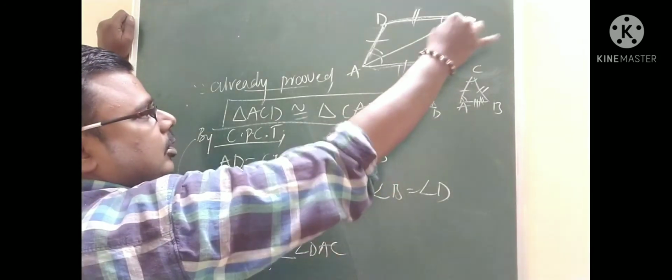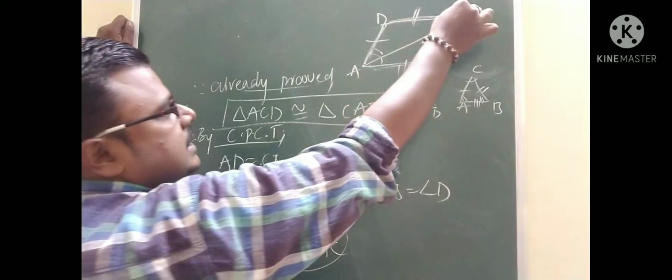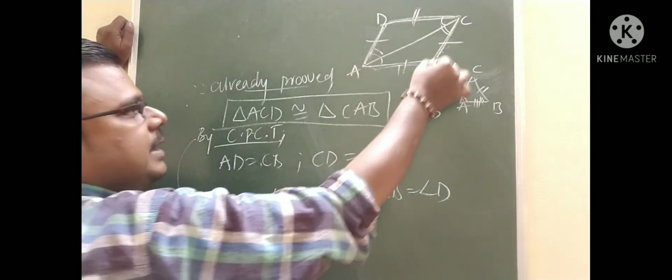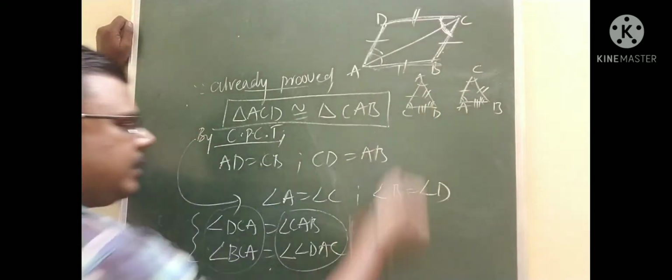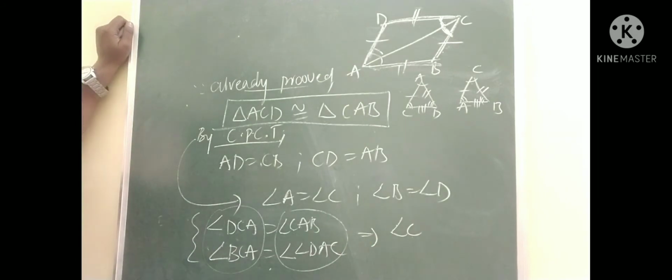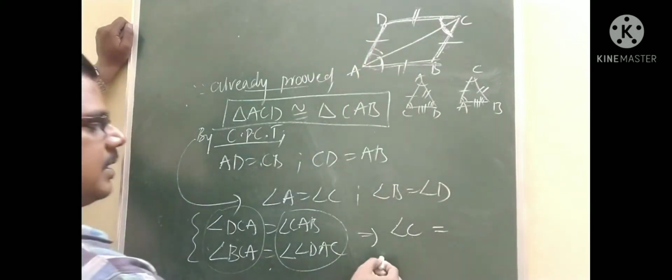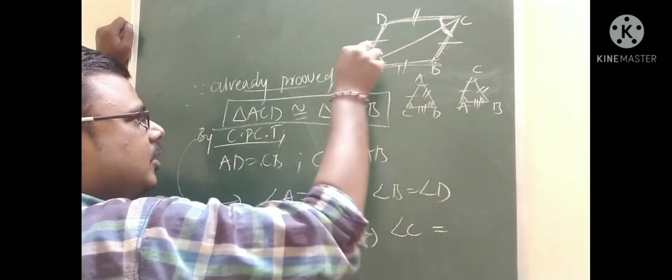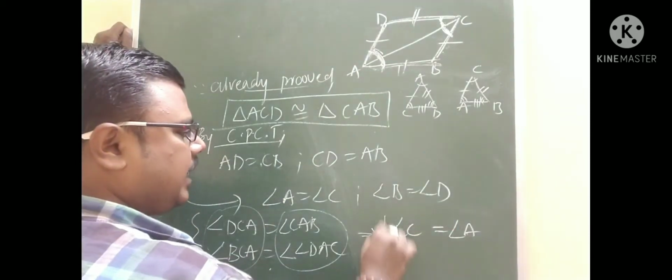That means this one, right? Now I'll add these two. Left hand side will be added, right hand side will be added. So DCA plus BCA, that means this angle and this angle you are going to add. Then what you will get? Overall you will get angle C only, no? Right? Is equal to, next, CAB plus DAC, CAB this angle plus DAC this angle. So overall when you are adding these two, you will get angle A only. So angle C is equal to angle A.